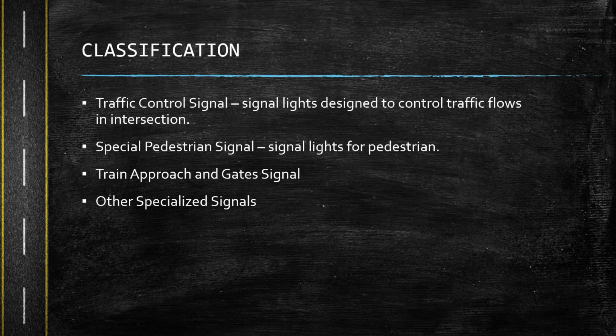While special pedestrian signal, from the word itself, pedestrian, these are signal lights for pedestrian use. While for train approach and gate signals, ito yung usually makikita natin sa Espanya. So kung makakakita tayo or nakakadaan tayo sa Espanya, 'di ba sa Espanya may part doon na dumadaan yung PNR. And pag dumaan yung PNR, magkakaroon ng may traffic light ka doon na makikita na mag-stop and automatically may bababang harang. So that is an example of train approach and gates signal.